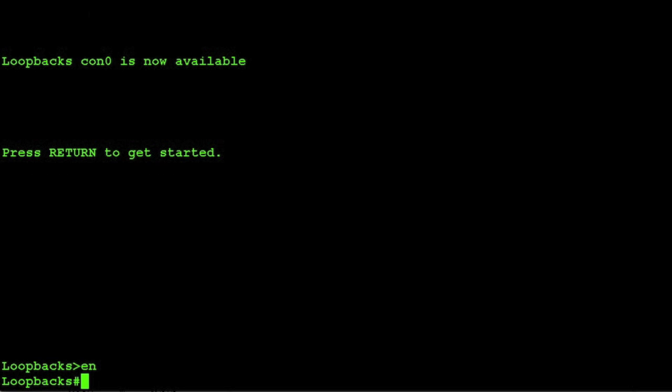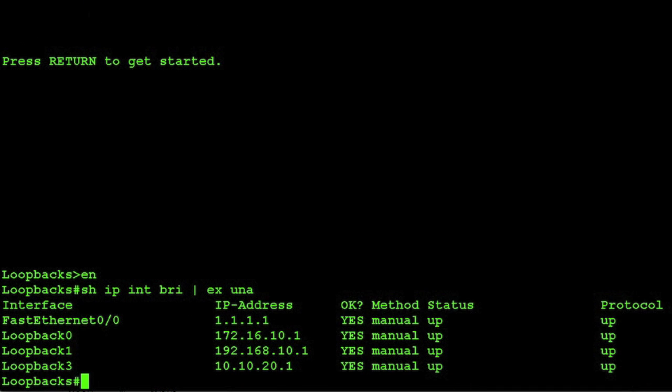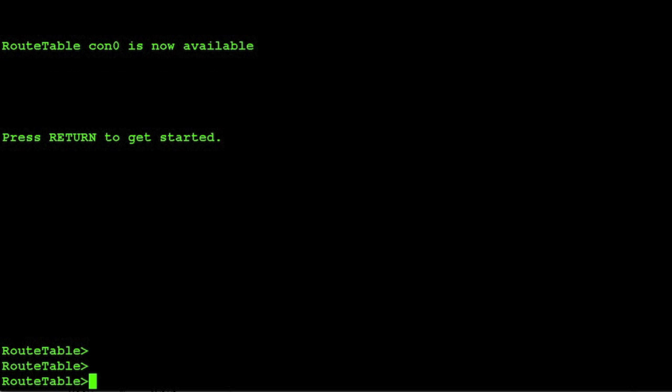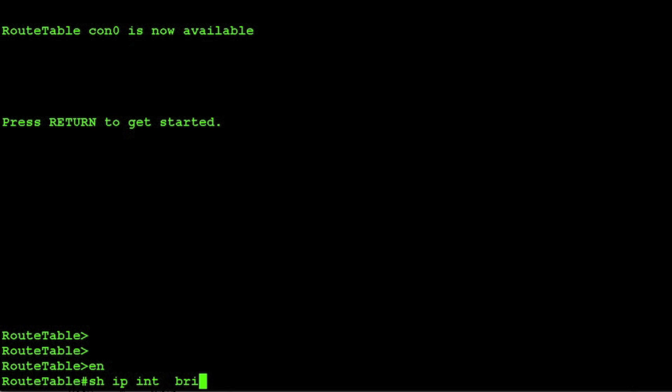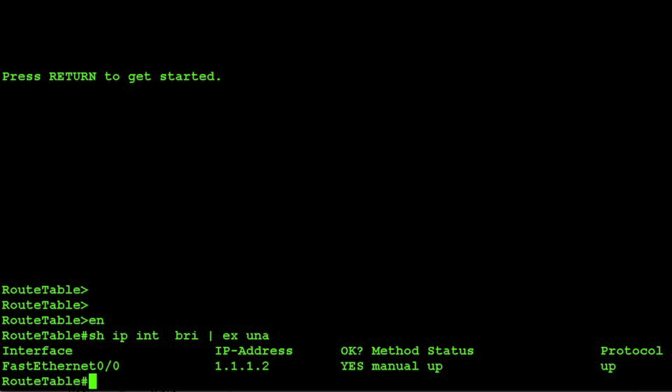If we take a look here at Loopbacks, at the interfaces configured, we can see that we have a FastEthernet interface and then three loopback interfaces. The FastEthernet is using the 1.1.1.1 IP address, I think that's a /24. And then the loopbacks are using your general RFC 1918 spaces. If we take a look at Route Table, we only have the FastEthernet 0/0 interface configured on that 1.1.1 network.